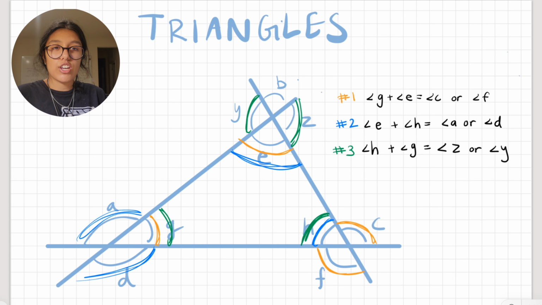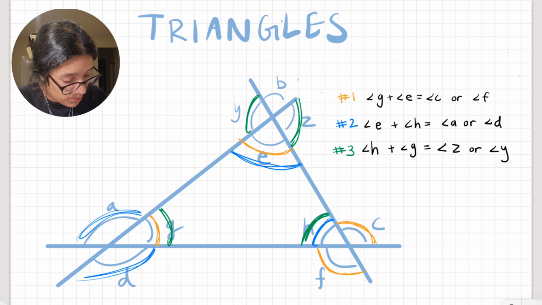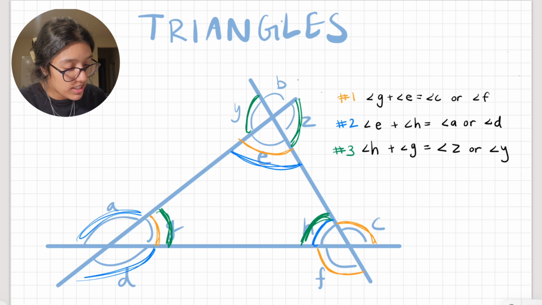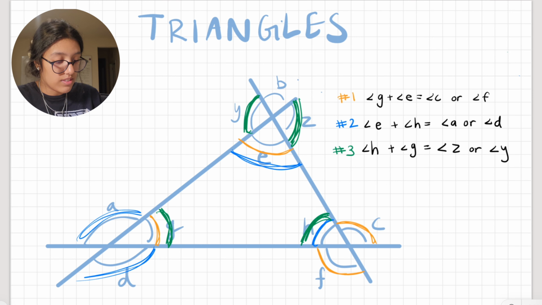So this is basically all just one property relating all the angles. It depends on what two angles you choose within that triangle. Like for example, when we chose angle H and angle G, we saw that the sum of angle H and angle G was equal to Y or angle Z. And that's basically the same thing for the other angles as well that we highlighted in orange and in blue. So those are the properties of triangles.